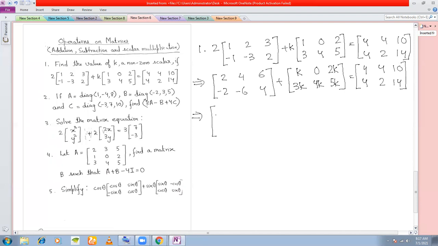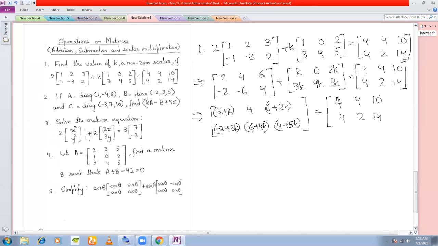That means now you can add the matrices on the left hand side. You get 2 plus k. Next you get 4, 4 plus 0 is 4. Next you get 6 plus 2k. Next you get minus 2 plus 3k. Next you get minus 6 plus 4k. Next you get 4 plus 5k. And this must be equal to this matrix: 4, 4, 10; 4, 2, 14.